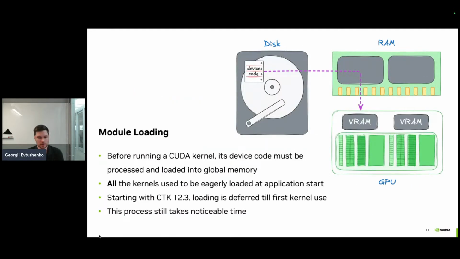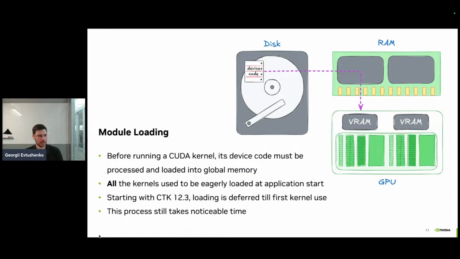To answer this question, we have to understand what has to happen for us to launch a kernel in the first place. Initially, we have device code somewhere on, let's say, a disk. We have to load the data into RAM, process it, and put it into global memory on the GPU before we call a kernel. And previously, all the device code was loaded at the application start time.